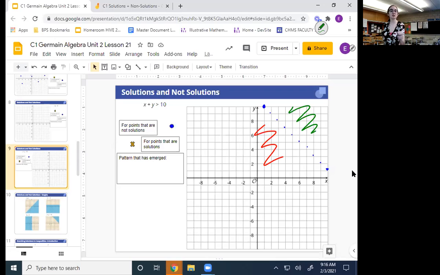Nice job, Peyton. Nice job, Junior. If I were to take this equation here and pick a point here, this one is 9, 5. Plug that in. 9 plus 5 is greater than 10. 14 is greater than 10. Nice job, Gabe. Nice job, Kyle. It would fall in this green shaded region up above.